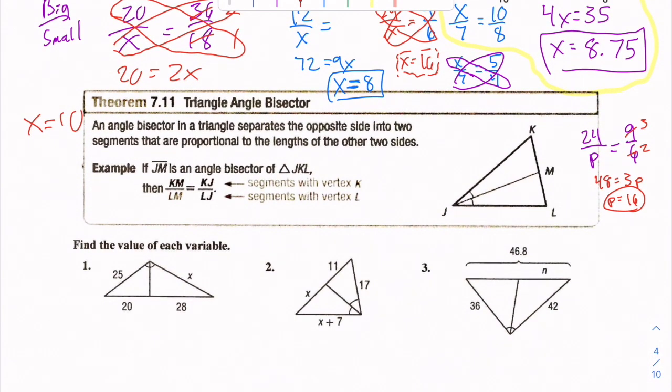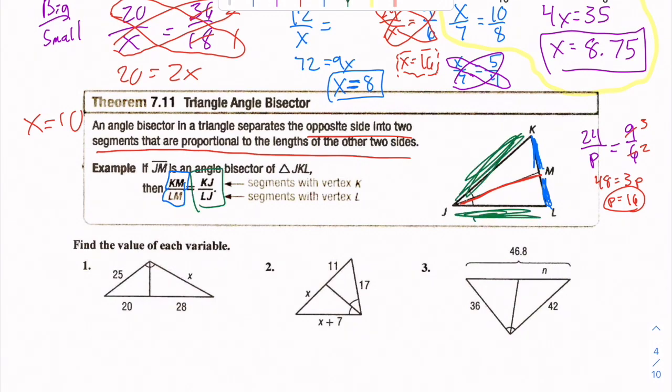All right, last theorem, triangle angle bisector. So it turns out if you have an angle bisector, pretty cool stuff here, it separates the opposite side into two segments that are proportional to the lengths of the other two sides. So this here is saying you have an angle bisector, JM is your angle bisector. Then you can set up that KM and LM are proportional to the other two, KJ and JL.